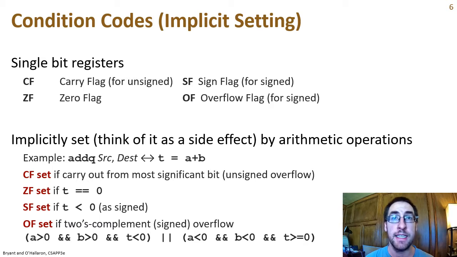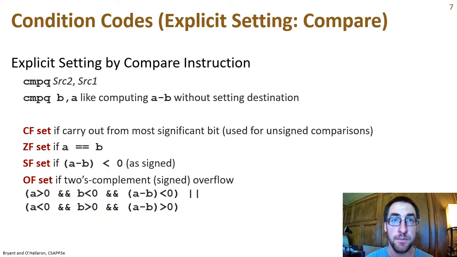The zero flag is set if the addition resulted in the value 0, and the sign flag is set if the most significant bit is 1, which is the sign bit in 2's complement representation. The overflow flag is set in case of a signed overflow condition, which can be detected in 2's complement when addition of 2 numbers with the same sign has a result with the opposite sign.